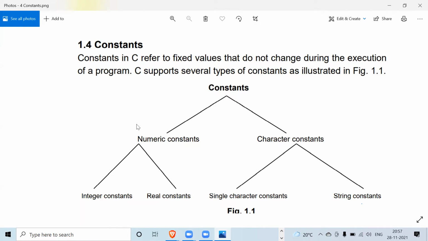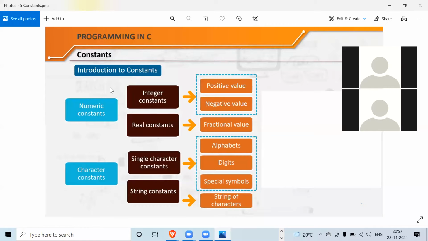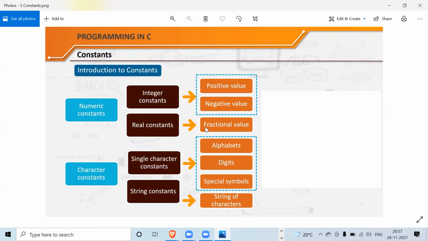Next are string constants. String constants can have one or more than one character in them, any kind of characters, and string constants are always written between quotation marks. So this is the basic classification. Two types of constants are there: numeric and character constants. The numeric has two types, integer constant and real constant. Real constants can have fractional values and exponential values. We will discuss a few minutes later what the exponential values are.